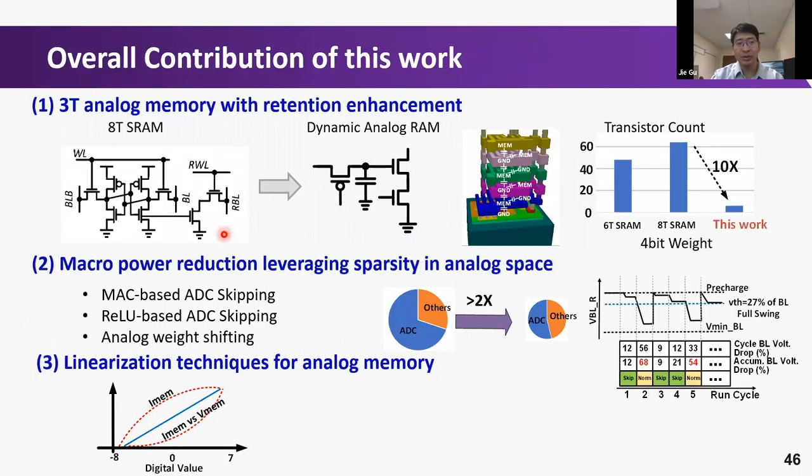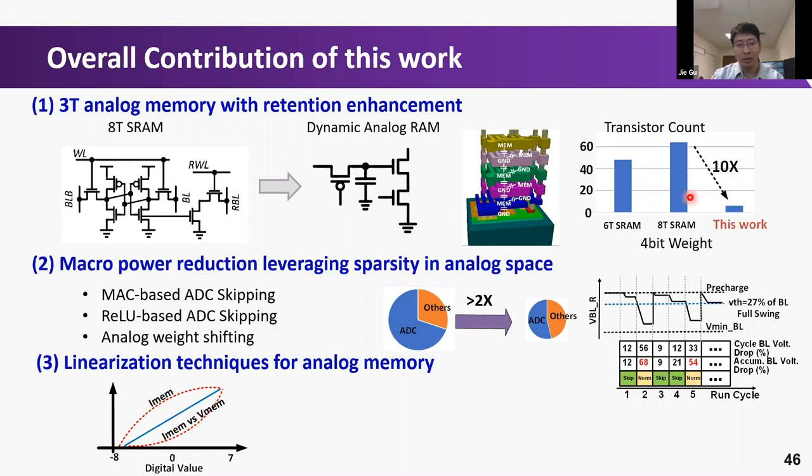So this slide shows our proposed design, where we replace the 8T SRAM with only 3 transistors. And we save a 4-bit analog weight in a single capacitor. This is, in a way, similar to a DRAM cell, but we are analog, so we save multiple bits of information in this simple capacitor. And our transistor count is reduced by 10 times, as shown here.